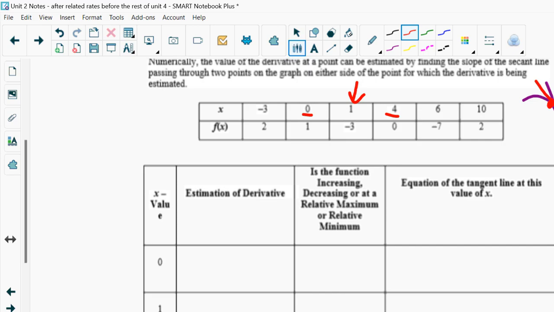Yeah, so I always use the points around it, but I will tell you there have been AP tests where they would say as long as you could use 0 and 1, 1 and 4, or 0 and 4. All of those are going to be approximations, but they're going to be close enough that we could do that. And so if I use 0 and 4, I'm just going to find the slope. Estimation of the derivative is like average rate of change versus instantaneous rate of change. So we're going to use f of 4 minus f of 0 over 4 minus 0.